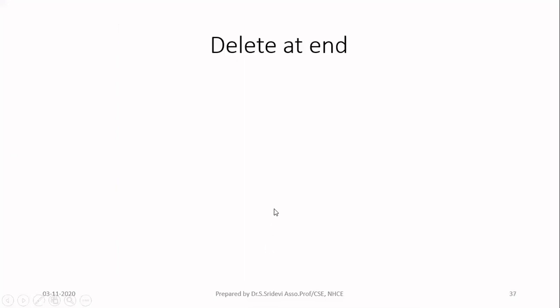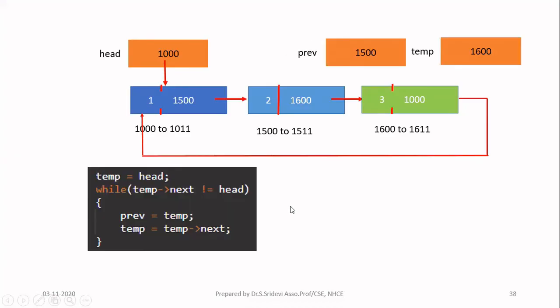Next, delete at end. In delete at end, we are going to delete the last node of our linked list. So here I want to delete the node 3. Okay, when I want to delete this node, again, I have to travel through the entire linked list. I have to find out which is the last node. So for that, I am starting with head. I am storing head in a temporary variable. Then I am writing the loop.